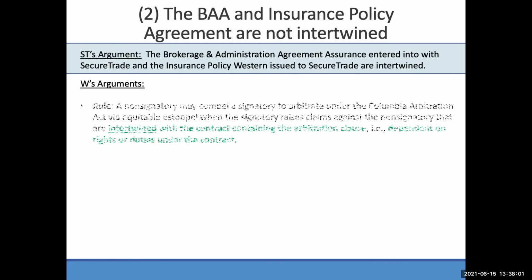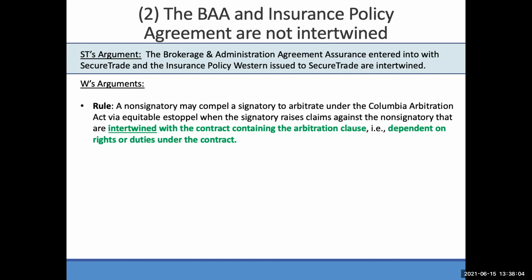Now in our letter, we want to reply, well, here's the rule. A non-signatory may compel a signatory to arbitrate under the Columbia Arbitration Act via equitable estoppel when the signatory raises claims against a non-signatory that are intertwined with the contract containing an arbitration clause, i.e. dependent on rights or duties under the contract. So what we needed to analyze is what's considered intertwined: dependent on rights and duties under the contract. That was the key phrase you needed to pull out of the library.